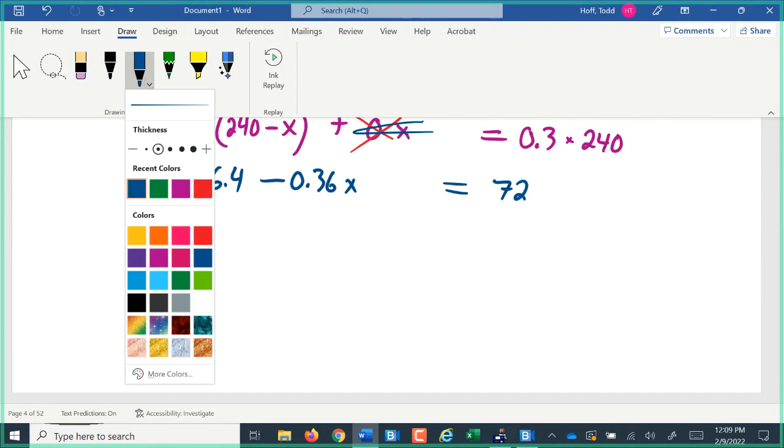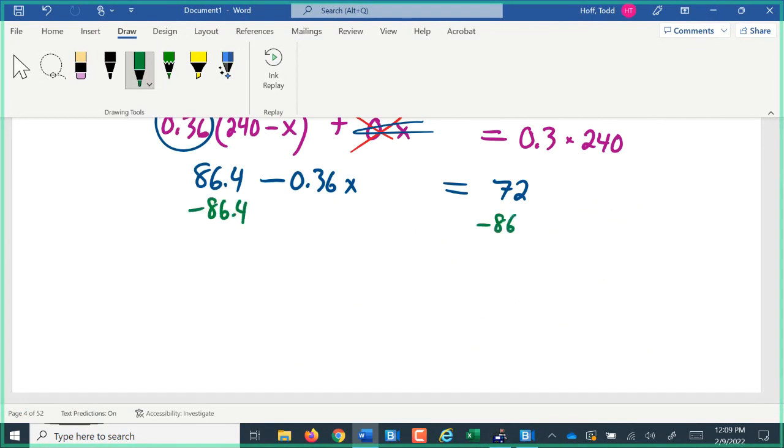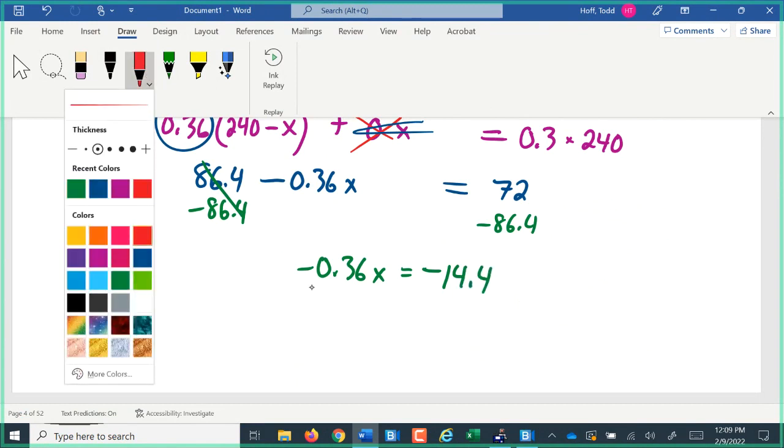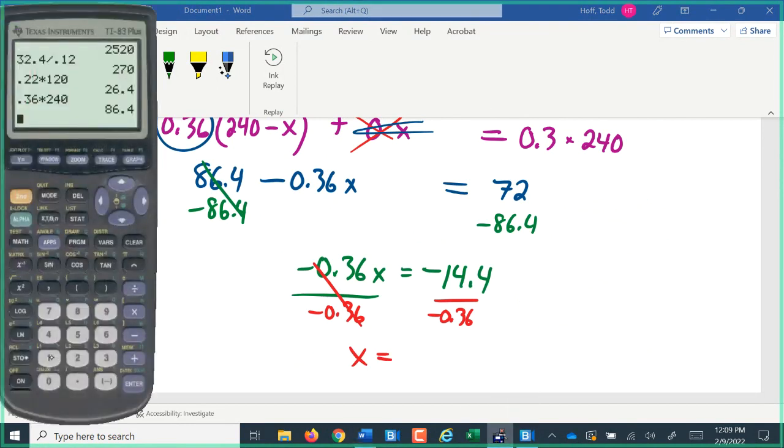Find everything we can combine. The variable is on one side. We are ready to solve. Subtract 86.4. Here we're left with negative 0.36x equals negative 14.4. We finish by dividing by negative 0.36. X equals 40.